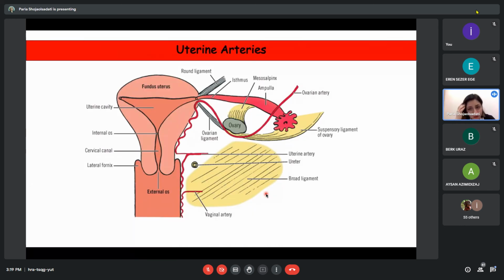If I talk about the artery that supplies blood for the uterus, we have one on both margins of the uterus. These are named the uterine artery. You can see it in here. It makes an anastomosis and supplies blood for the ovary by anastomosis with the ovarian artery, and supplies blood for the vagina by anastomosis with the vaginal artery.